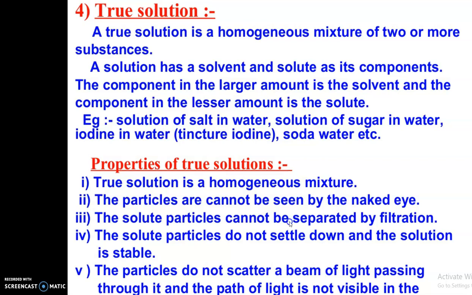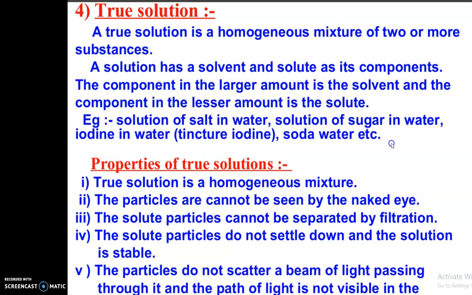We'll see what a true solution is. A true solution is a homogeneous mixture of two or more substances. Here, a solution has a solvent and a solute. It has two components, solvent and solute. The component in the larger amount is the solvent and the component in the lesser amount is the solute. For example, if you take a solution of salt water, here salt is the solute, water is the solvent. If we take a solution of sugar in water, sugar is the solute, water is the solvent. We are taking water in the larger amount.